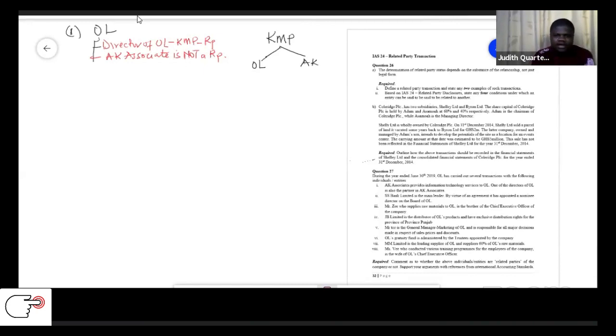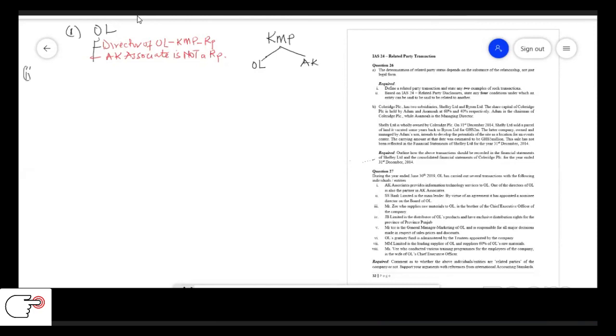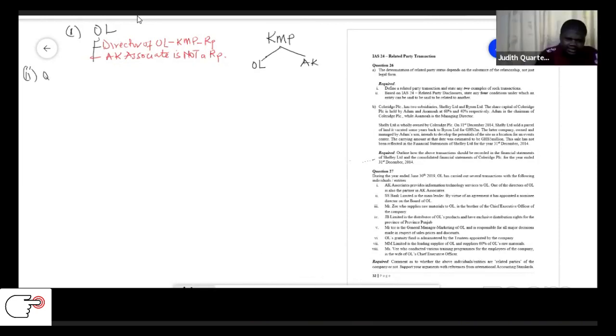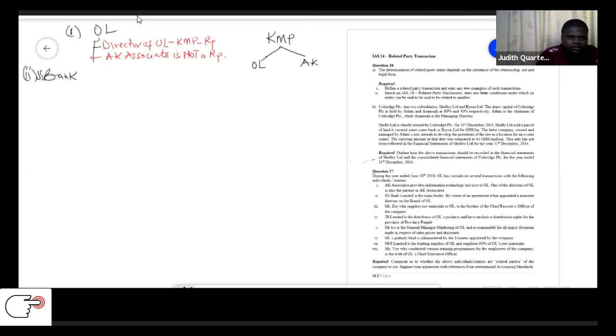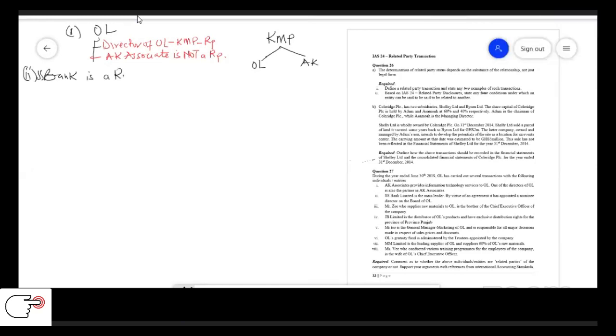Madam, read the next one for us. Two. SS Bank Limited is the main lender. By virtue of an agreement, it has appointed a nominee director on the board of OL. Who can answer that? Is the bank a related party to OL? Yes, sir. SS Bank is a related party.